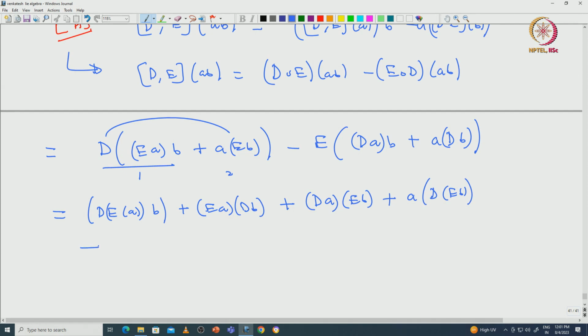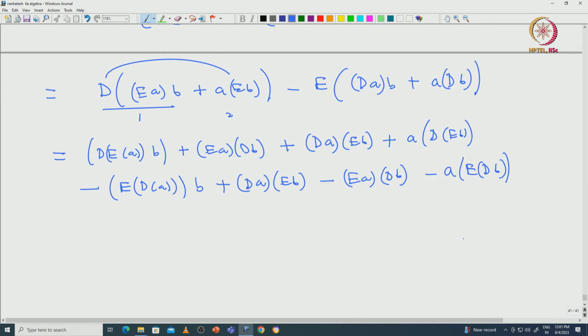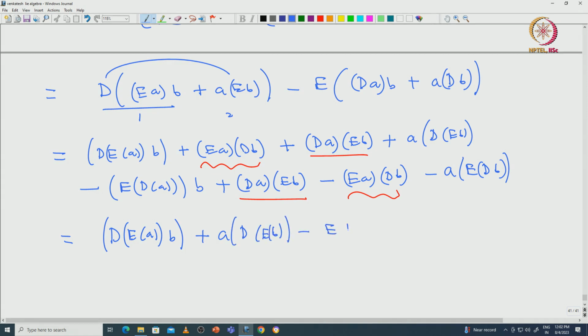Similarly, minus E D a b, plus D a E b, and then minus E a D b, minus A E D b. Now you can see that there are natural cancellations. This gets cancelled with this, and this gets cancelled with this. If you cancel them and then group, what you get is D E of a b, plus A D E b, minus E D a b, minus A E D b. This is one side, the left hand side.